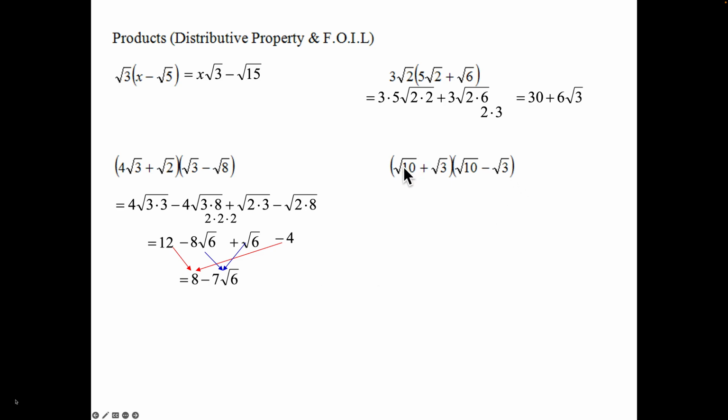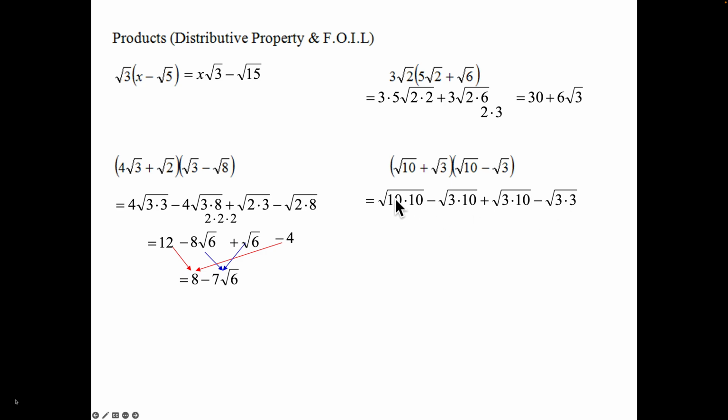Here we FOIL this out. We're going to get square root of 10 times the square root of 10. So the 2 10's on the inside. Square root of 10 times a minus square root of 3. So minus square root of 3 times 10. Positive square root of 3 times positive 10. 3 times 10 with a plus on the inside. Square root of 3 times the square root of 3 with a minus sign.